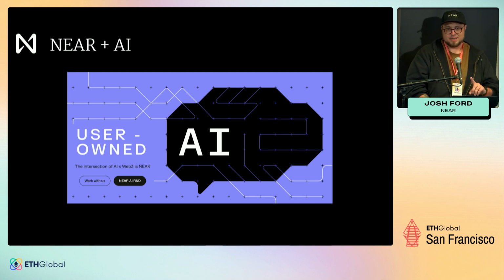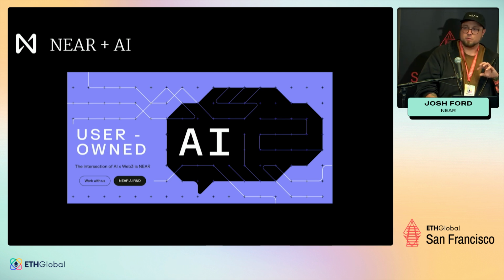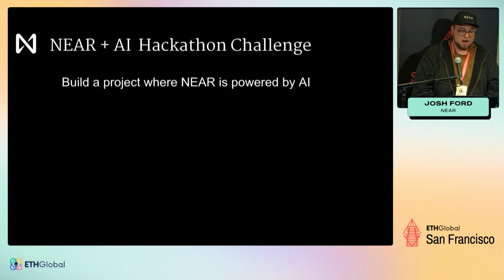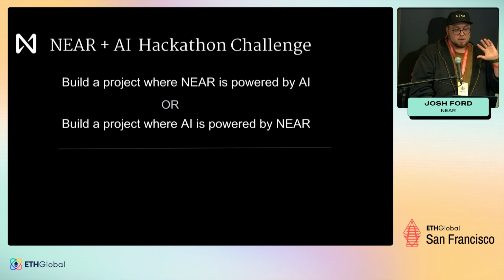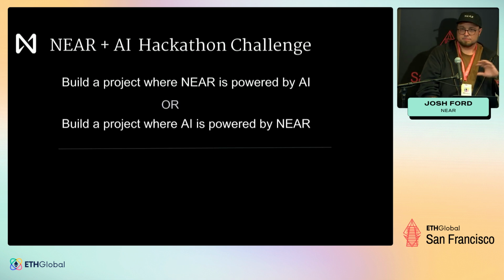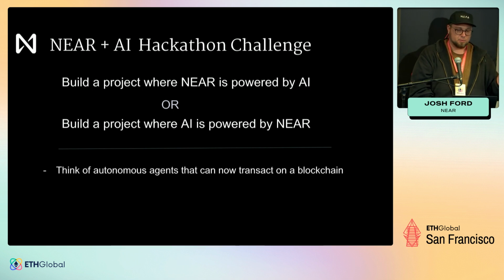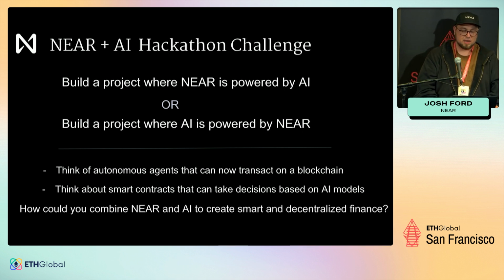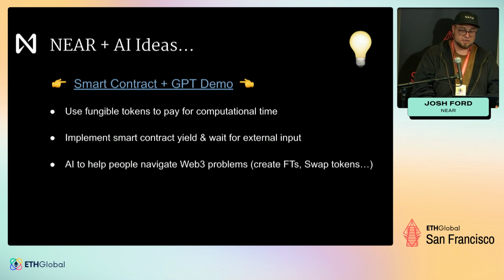But for you guys, not necessarily on what we're building, we want to hear what you like. Take AI and NEAR and put them together. Build a project where NEAR is powered by AI, or build a project where AI is powered by NEAR. Either or. It's pretty much open-ended. An autonomous agent, a contract on the blockchain making decisions on AI models. How could you combine NEAR and AI to create decentralized finance?